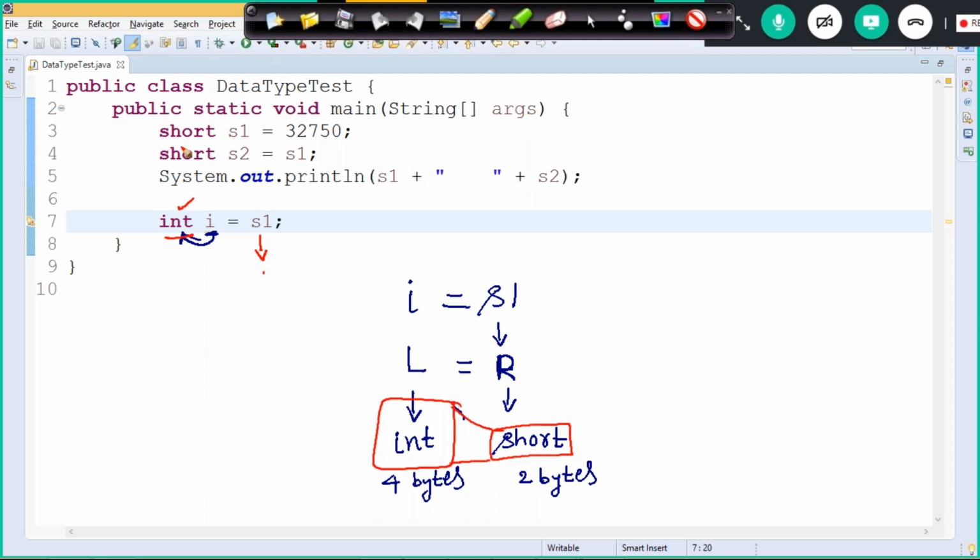And we are dealing with primitive data types like integer and short, so it is called primitive typecasting. In primitive typecasting, this is the wider one because the left side is bigger than the right side. This is called widening. So easy. Did you understand the meaning of the widening concept?